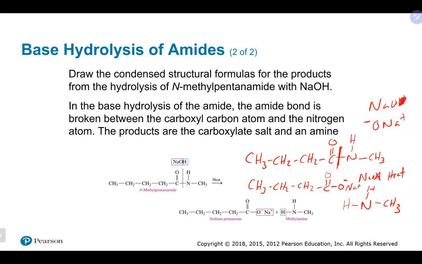So we will make a carboxylic acid salt, kind of like the soap there, and we will get the amine back. So a little bit different than the carboxylic acid one. In the acid hydrolysis, we actually get the carboxylic acid back, and we make an ammonium salt. And in the base hydrolysis, we actually get the amine back and make a carboxylic acid salt. So sort of opposites of each other.